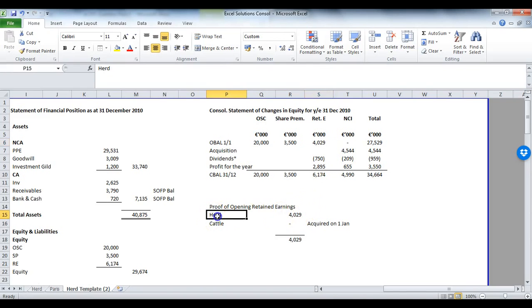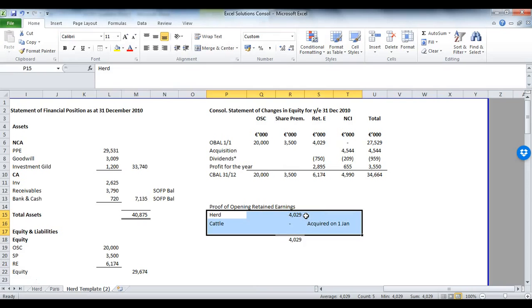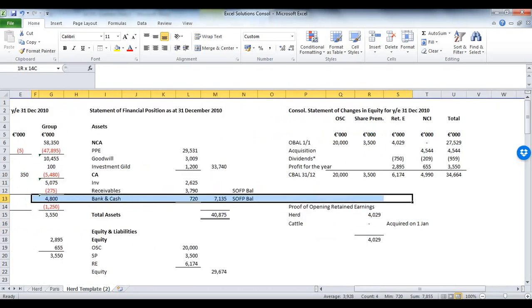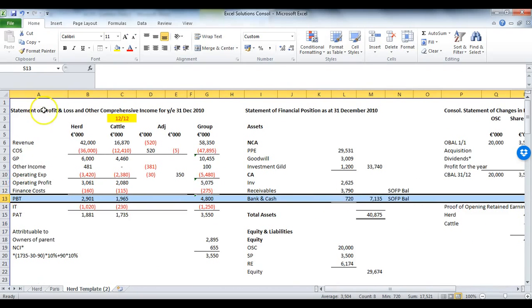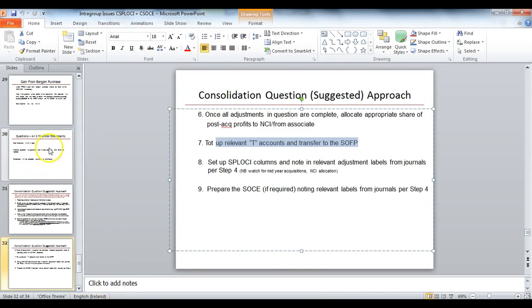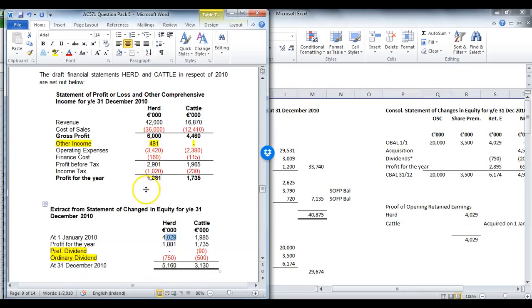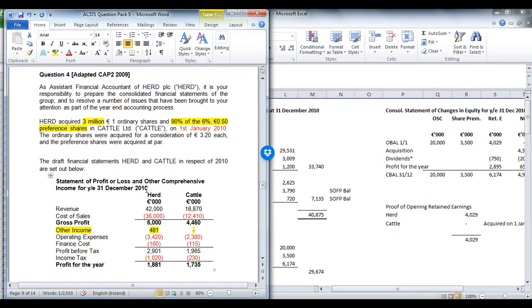And it's up to the student then to prove that the retained earnings is correct, because if you don't figure that out, you may have made a mistake and you won't realize. We know that the opening retained earnings of the parent was 4029, and that must also be the opening retained earnings of the group, because we didn't have any subsidiary prior to the 1st of January 2010. Okay? So that is a full question in terms of SPLOCI, statement of financial position, and statement of changes in equity. So it's good practice, particularly using your 9-step approach or a variation of that depending on what you're more comfortable with. Alright, so that was the Herd question, question 4 on question pack number 5.